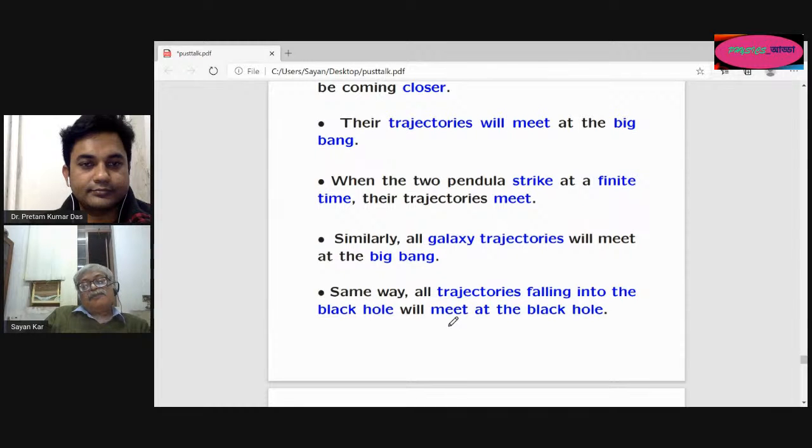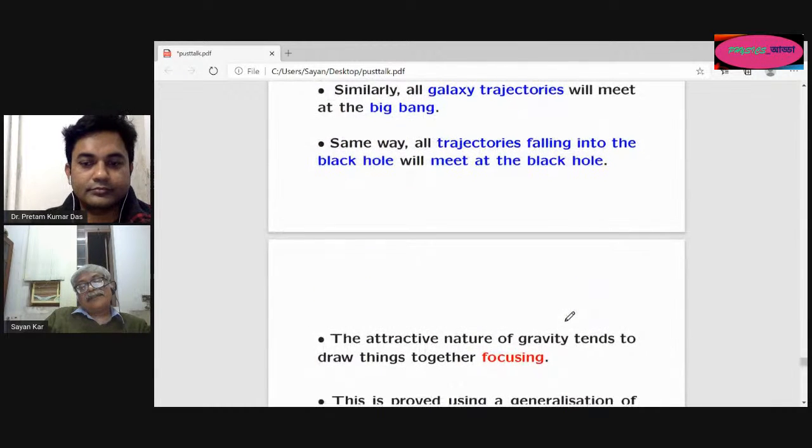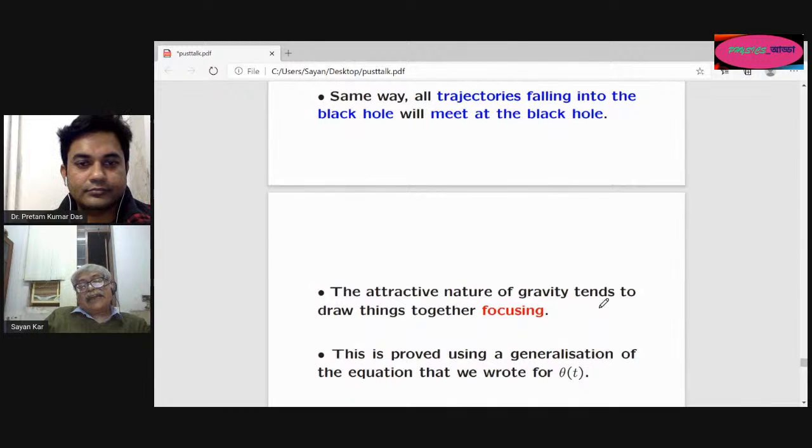When you go backwards in time, in a cosmological setting, you go to smaller and smaller volumes, and to denser and denser situations in terms of the density of matter in the universe. The ultimate situation is the Big Bang, where all these galaxy trajectories are going to meet. Similarly, the ultimate situation here is the black hole, where all the trajectories falling into the black hole will meet. So the attractive nature of gravity tends to draw things together, a phenomenon which is called, in analogy with optics, focusing.